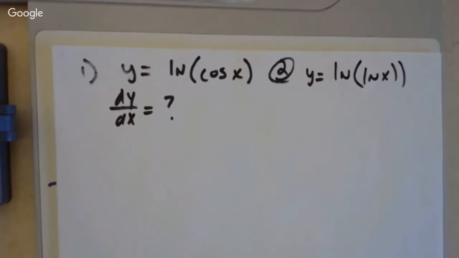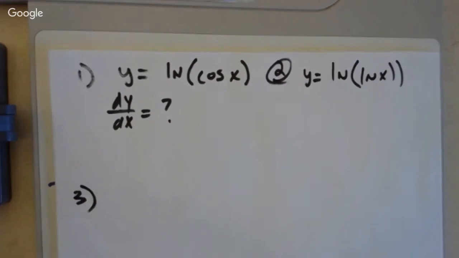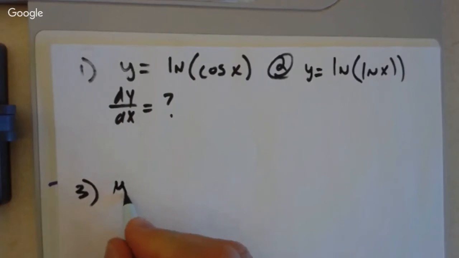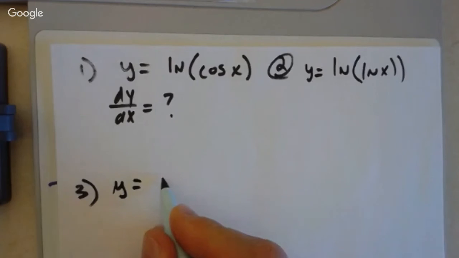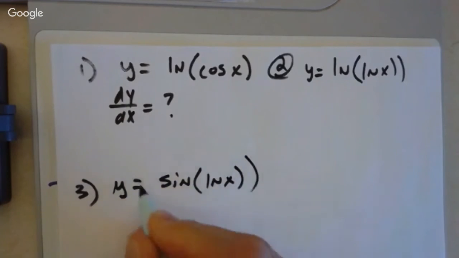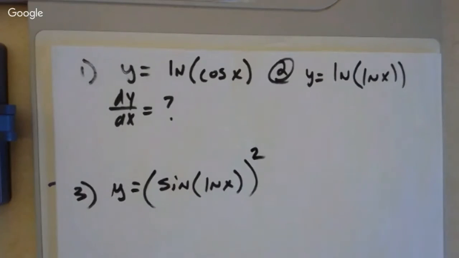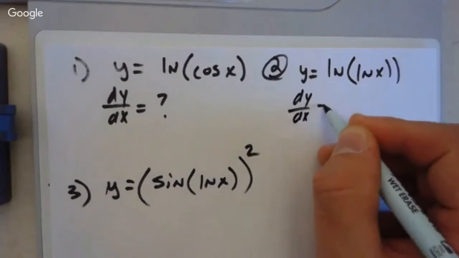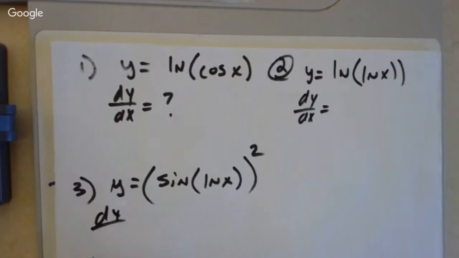Okay, so number 3. Y is equal to... Oh yeah, I like this one. Sine of the natural log of x, whole thing squared. Oh yeah, find dy/dx for all of them. Thank you, Riley. Y'all sound like Riley.